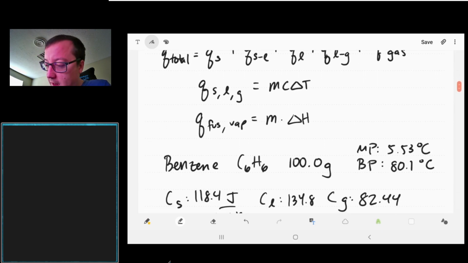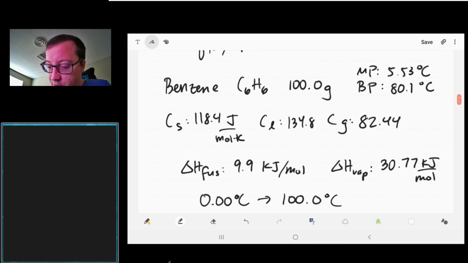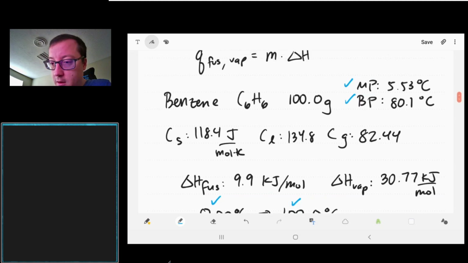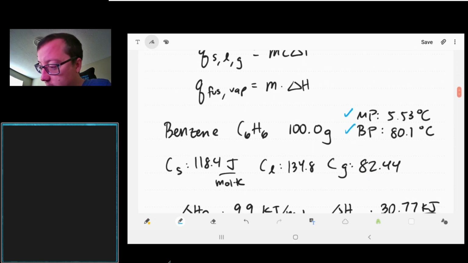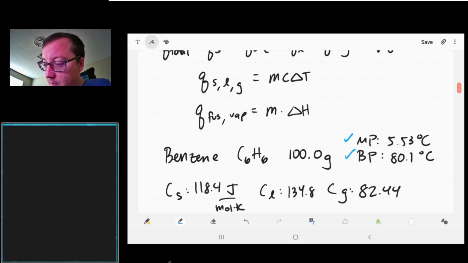So we have here 4 temperatures, right? We have a melting point, a boiling point, a final temperature, and an initial temperature. And so all of these 4 should go on our graphs. And we're going to see that these are all points that will be important anytime you're doing a heating curve. So let's go ahead and, since we've already marked our boiling point and melting point, put those numbers in. So our melting point 5.53 and boiling point 80.1.